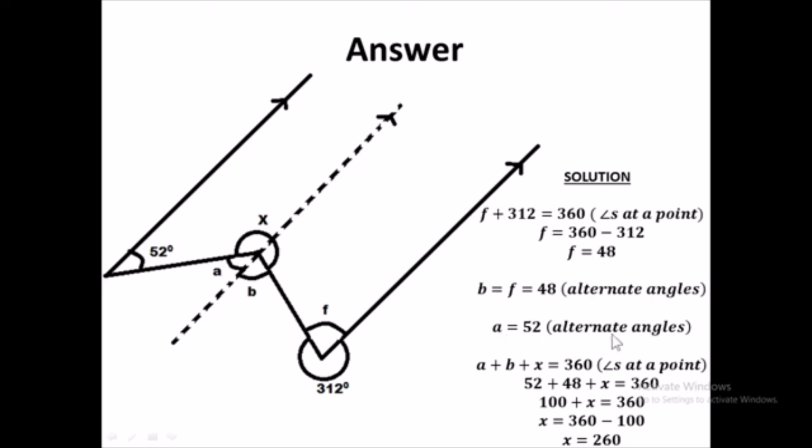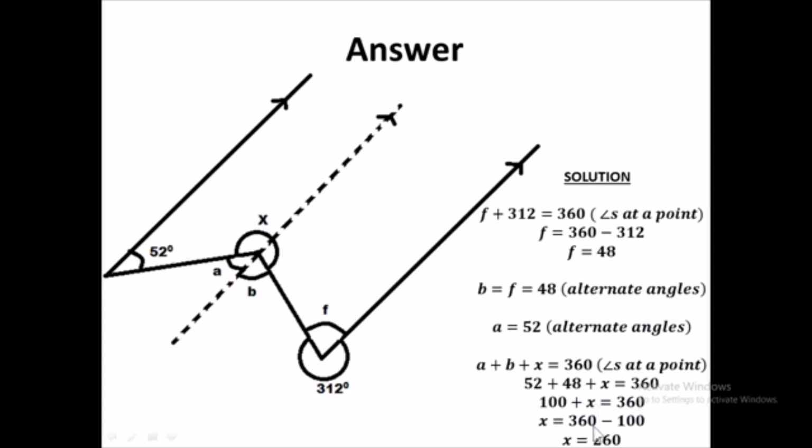So angle A is also 52 degrees, alternate angle. Then if you add angle A plus angle B plus angle S that is here, that will give us angle at a point. So angle A plus angle B plus angle S equals 360 degrees, angle at a point. But our angle A is 52, angle B is 48, plus angle S that we are looking for equals 360 degrees. What's 52 plus 48? That will give us 100 plus S equals 360 degrees.